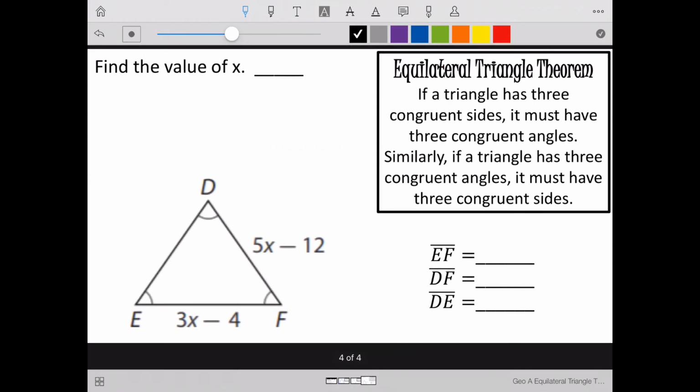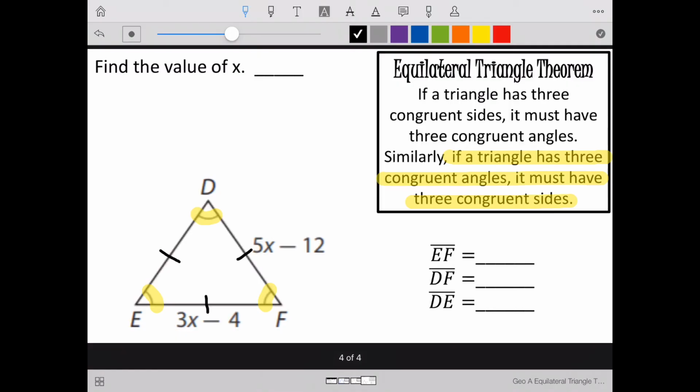Find the value of x. Let's dissect this picture a little bit. Right now we have two side lengths, 5x minus 12 and 3x minus 4. We're trying to find that value of x. But we got to pull some other information from this picture to help us do that. Well, in the picture we have these congruency marks telling us that all three angles are the exact same. Our equilateral triangle theorem says if a triangle has three congruent angles, it must have three congruent sides. So those three congruent angles tell me that all three sides are automatically the same.